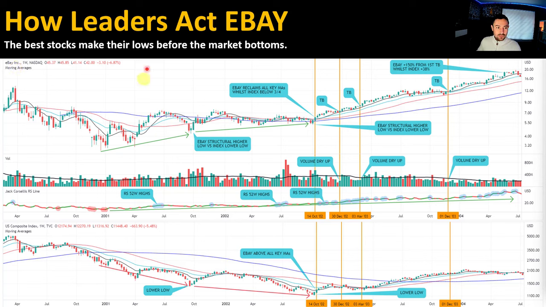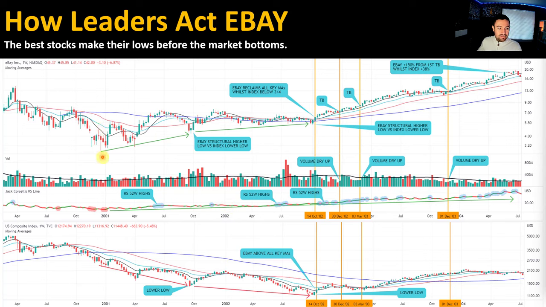So we've got eBay loaded on the top on the weekly chart, and then below that we have got the NASDAQ composite, and I've lined the dates up as well. So both of these are weekly charts. Now there's some key points that I want to illustrate to you. What is happening from a structural perspective? What is happening from a relative strength perspective as well?